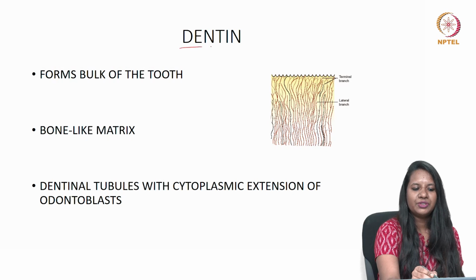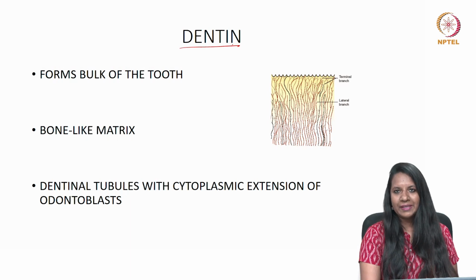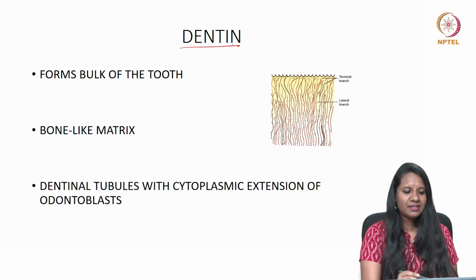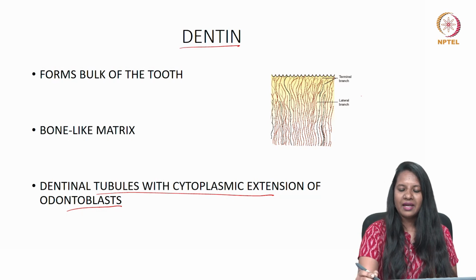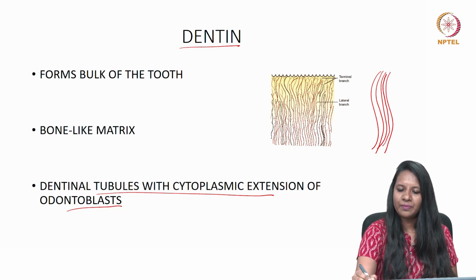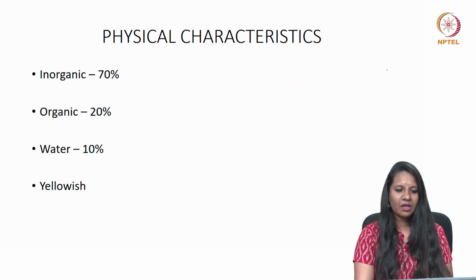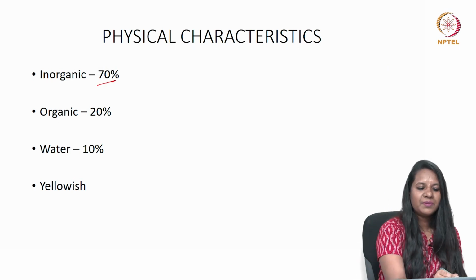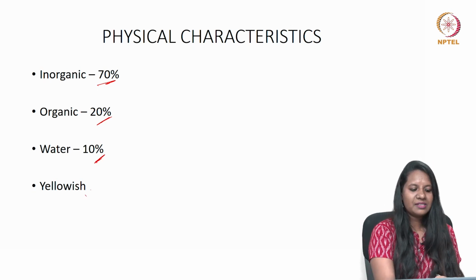Moving to the next hard tissue, that is the dentin. Dentin forms the bulk of the tooth. It is a bone-like matrix which has odontoblasts traversing throughout its matrix, and dentinal tubules with cytoplasmic extensions of odontoblasts are present, and it almost has S-shaped or sigmoid shaped dentinal tubules into which the odontoblasts will be traversing throughout the length. Dentin consists of 70% inorganic, 20% organic and 10% water. It is yellowish in color.